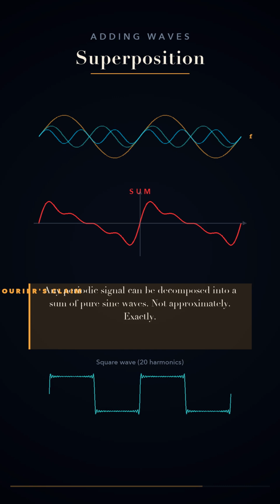A square wave. A sawtooth wave. A shape that looks like a staircase having a bad day. All of them, secretly just sine waves in a trench coat. This is Fourier's theorem. And when people first heard it, they did not believe him.